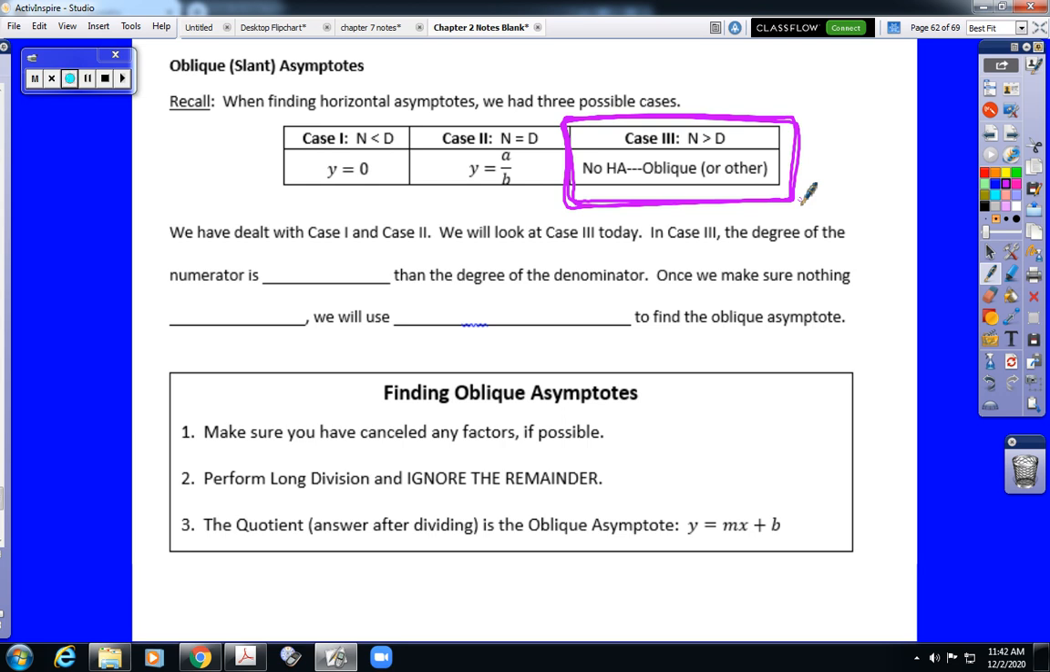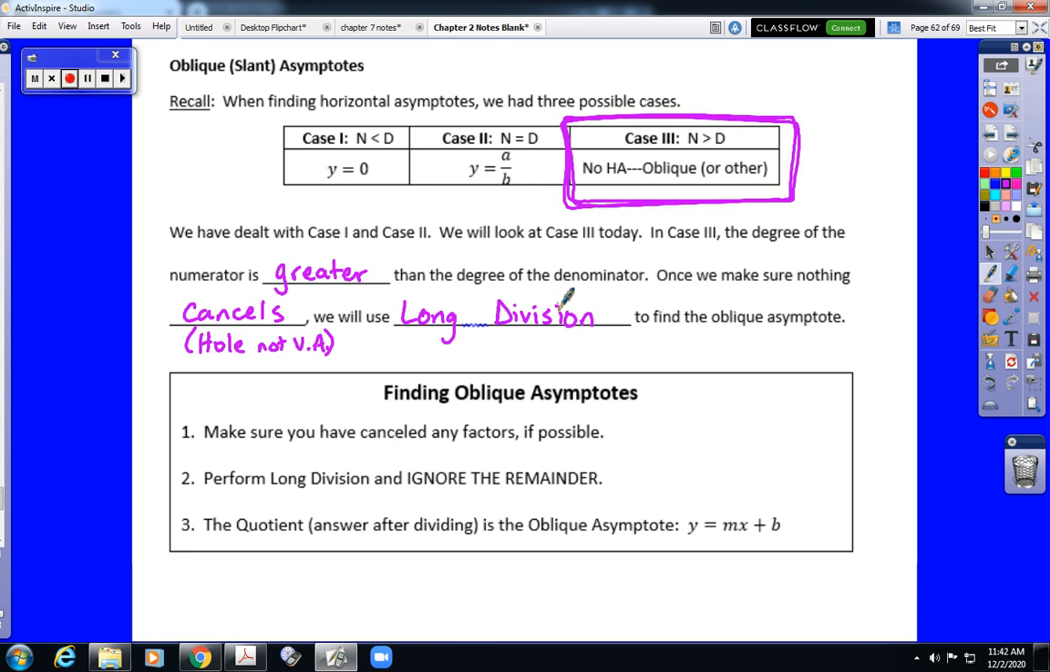When we look at case 3, what we're saying is the degree of the numerator is going to be greater than the degree of the denominator. And once we make sure that nothing cancels, which would be an example of a hole, which we'll talk about here in a minute as well, then we will use long division to find the equation of that oblique asymptote.